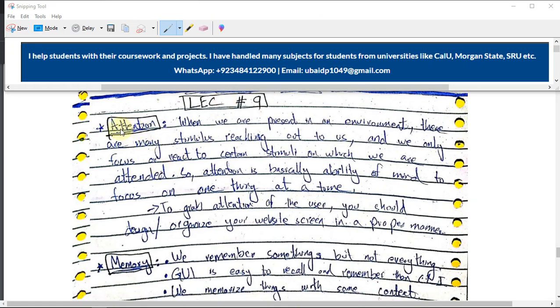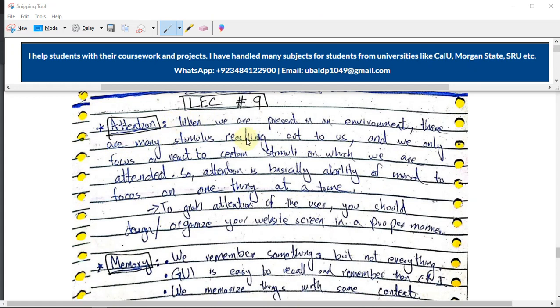In this lecture we will learn about the two cognitive processes which are used in the cognitive frameworks, and these are attention and memory. So let's talk about the attention process.